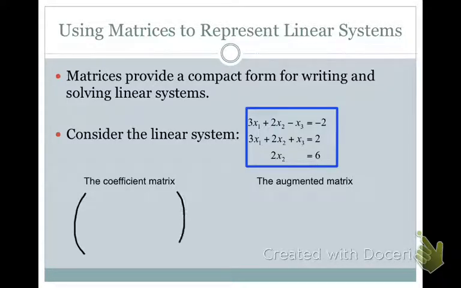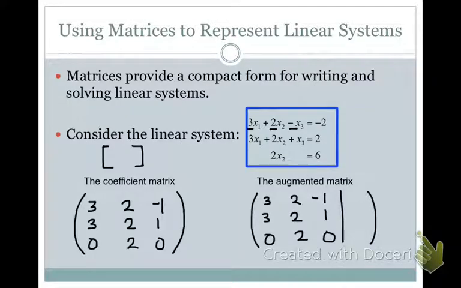We use a set of parentheses to define a matrix. Sometimes you'll also see matrices in square brackets. The way you generate the coefficient matrix is simply by taking the coefficients from the linear system and writing them in each row and column of the corresponding linear system. So for the first equation, we write the coefficients of the equation, which are 3, 2, and -1. The second row or equation is 3, 2, and +1. And for the last equation, notice that there are no terms for x1 and x3. This simply means that the coefficients for those terms are zeros.